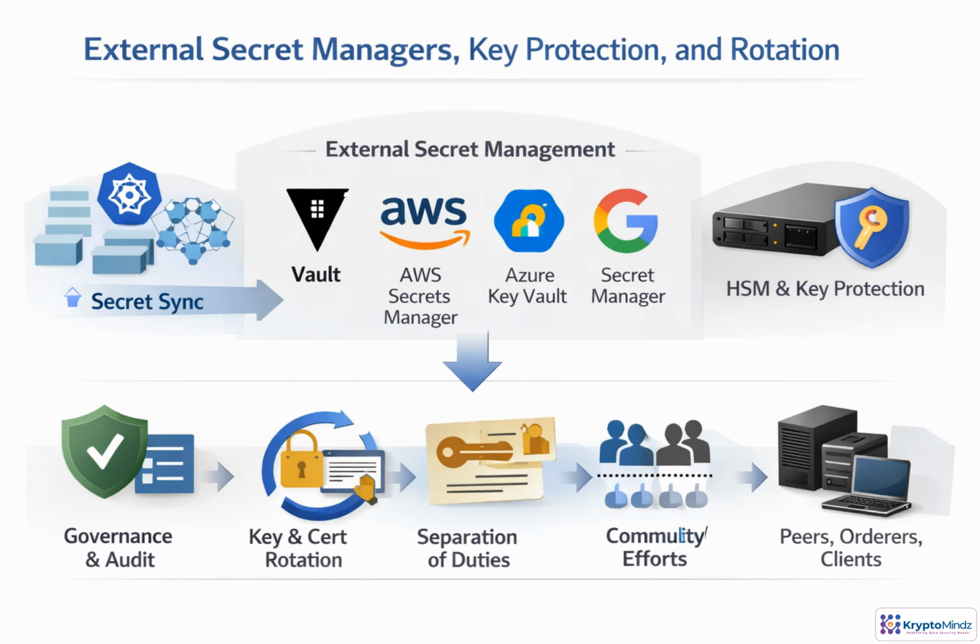For production, don't treat Fabric keys and certificates as ordinary Kubernetes YAML. Keep the source of truth in Vault, a cloud secret manager, or an HSM-backed system. Then synchronize only what workloads need without storing values in Git. Rotation should follow a controlled sequence. Issue or renew, sync the secret, update mounts, reload the component, validate peer, orderer, and client connectivity, then revoke the old credential. Test this path first, with rollback ownership clearly documented.